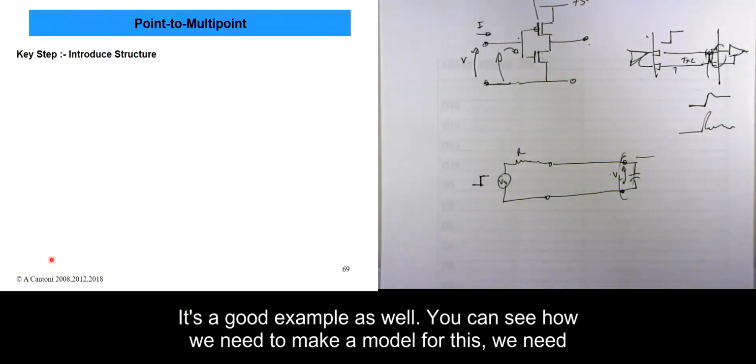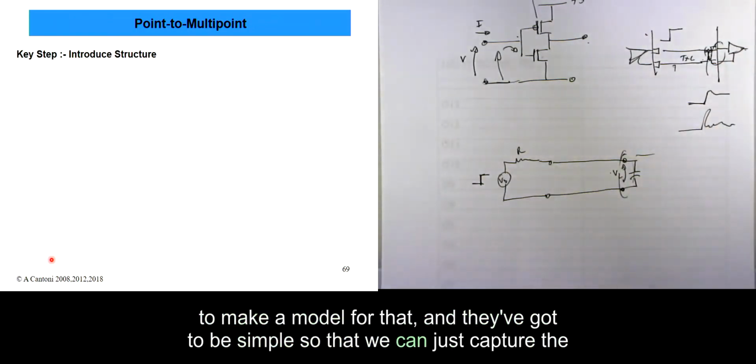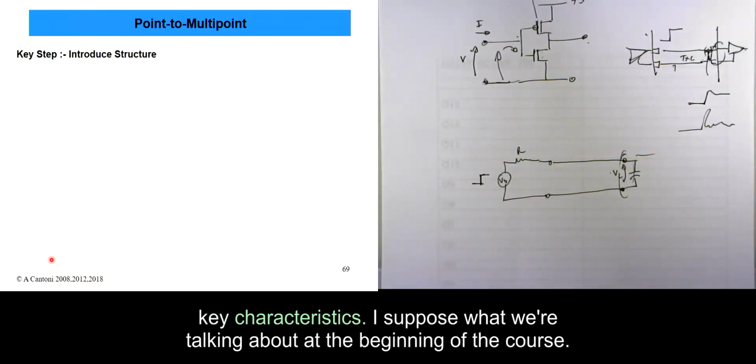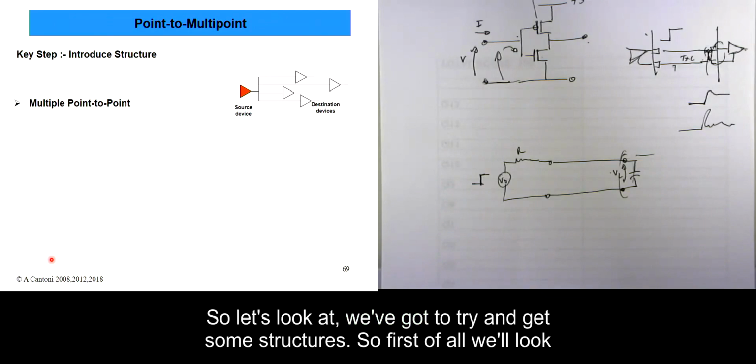And that serves as a good example as well. You can see how we need to make a model for this. We need to make a model for that, and they've got to be simple so that we can just capture the key characteristic. Okay? So it's just, I suppose, what we were talking about at the beginning of the course. So let's look at, we've got to try and get some structures.